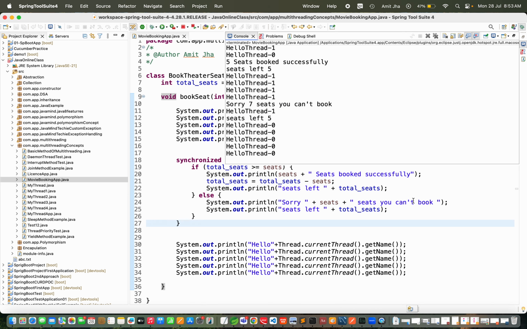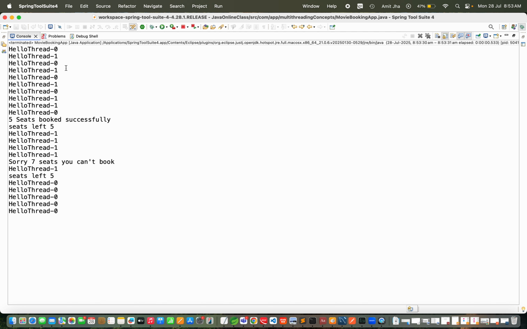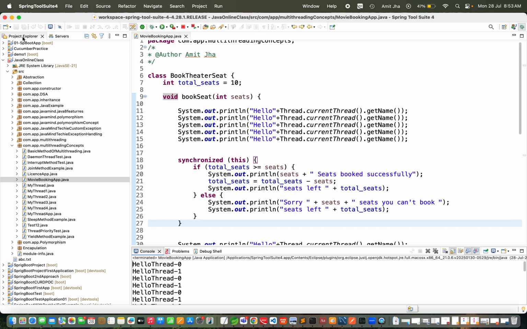See what the result is. Tell me, yes or no. See, thread 0 and thread 1 both execute the same method simultaneously and in parallel. You can see it is not like first thread 0 completes and then thread 1 comes into the picture. That is the main advantage of synchronized block in multi-threading over the synchronized method.